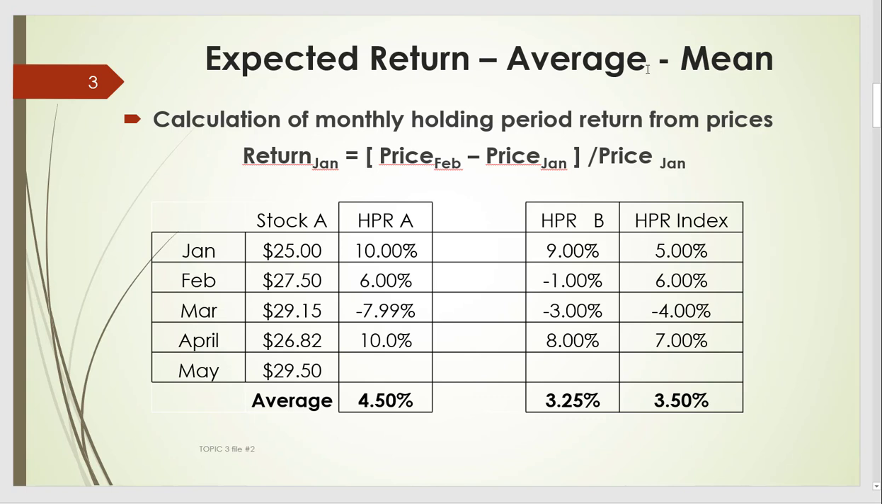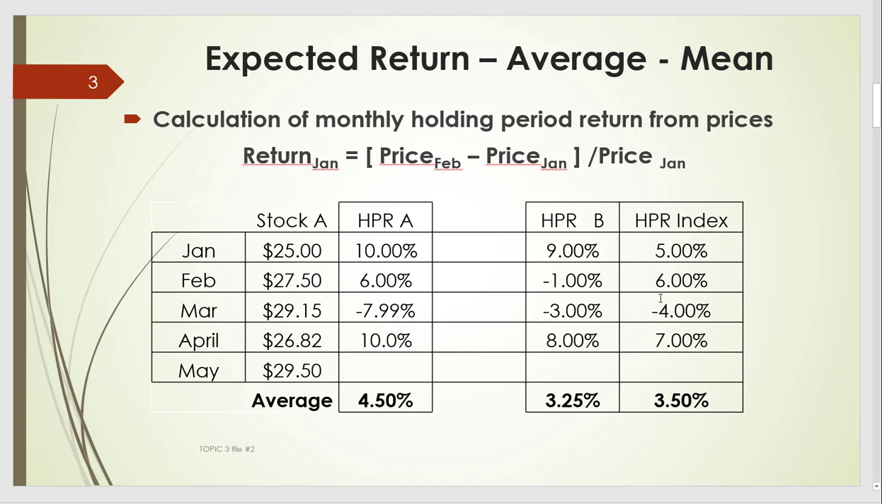So if I take those four numbers, 10, 6, 7.99%, and 10, add them up, divide by 4, I get the average, which is 4.5%. We'll call that the mean return, or in the future, the expected return. I've given you data for holding periods for a company B and for an index. You can see the respective data for the 4 time periods, January, February, March, and April. And I've calculated the average return for each of those two. The holding period return average is 3.25% for B, and for the index, 3.5%.